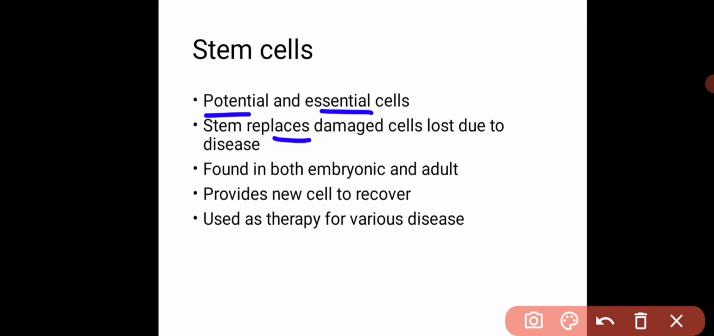It is found in both the embryonic stage as well as the adult stage. So it provides new cells to recover. In the sense that a new cell has to be formed which is going to replace that particular cell. So it is used for therapy, and we will discuss this application later on.